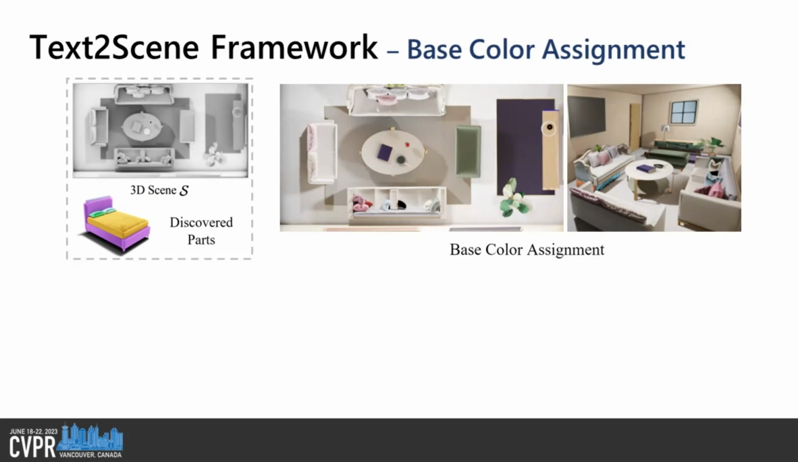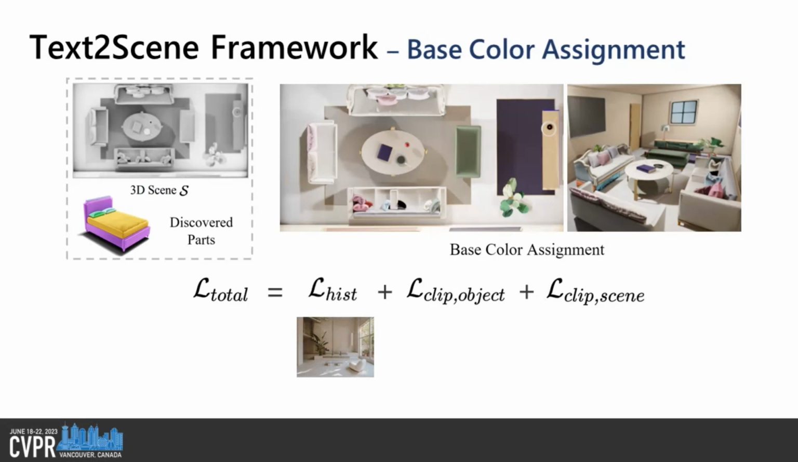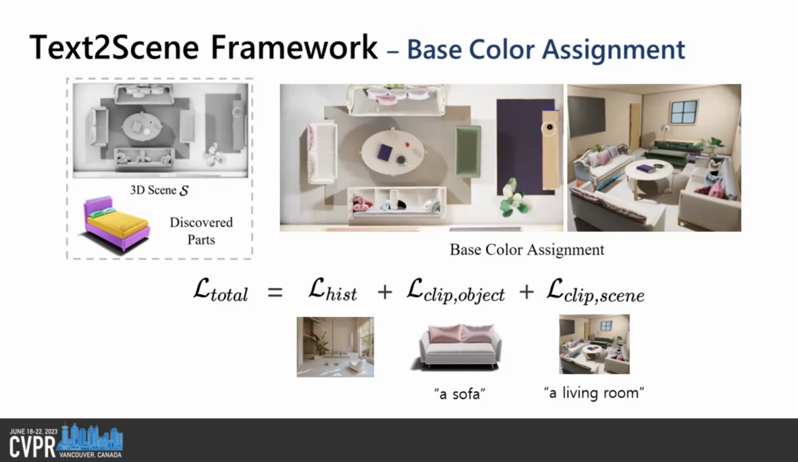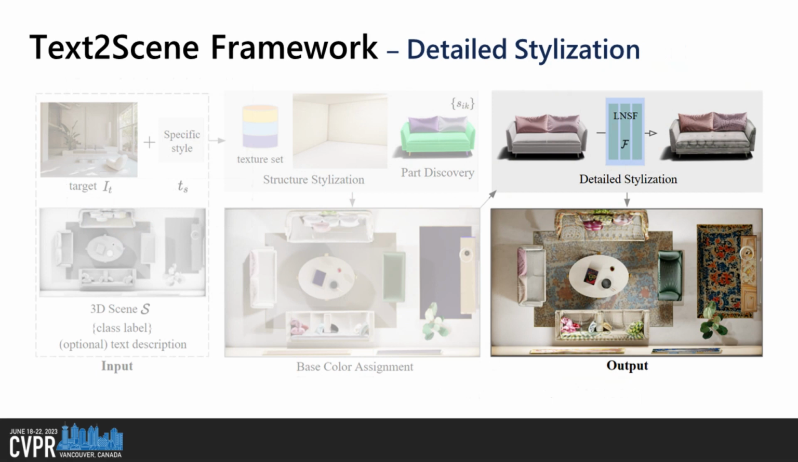We optimize the base color using the combination of the histogram loss and the CLIP loss. The histogram loss again compares the color similarity to the input target image. The CLIP loss considers both individual objects and the global scene and compares the renderings against the text prompts. We render individual objects from various angles and compare them with the class label text. The embedding for the scene is also compared against the text that represents the type of scene, for example, a living room. Finally, the detailed stylization stage further optimizes the textures for individual objects to generate fine details.